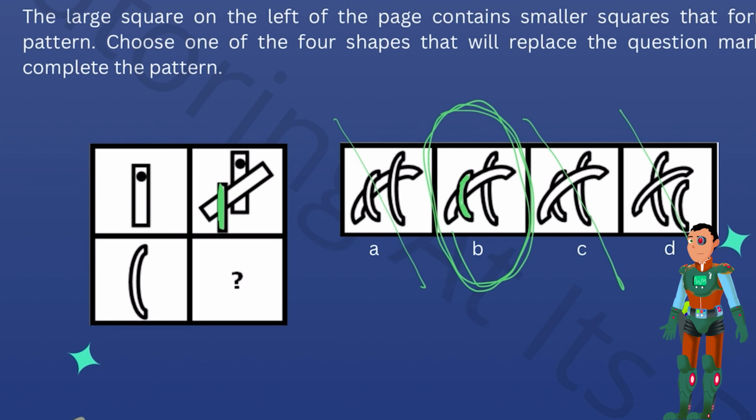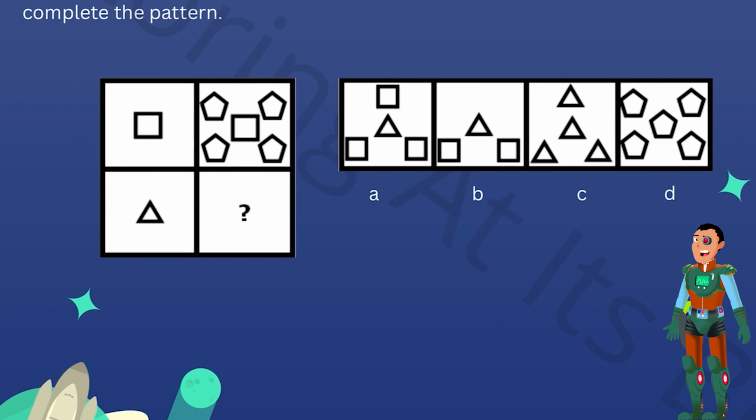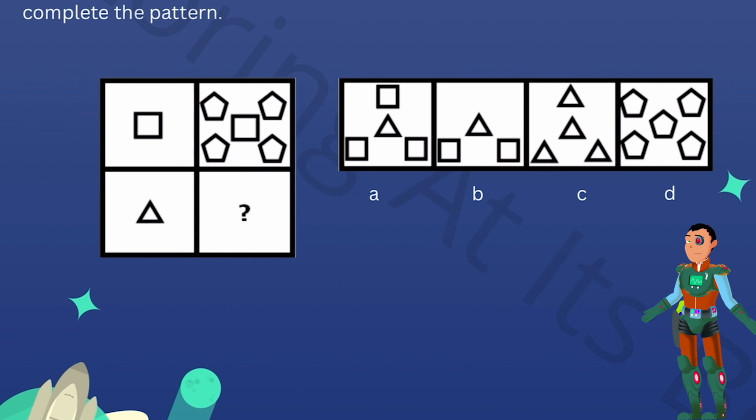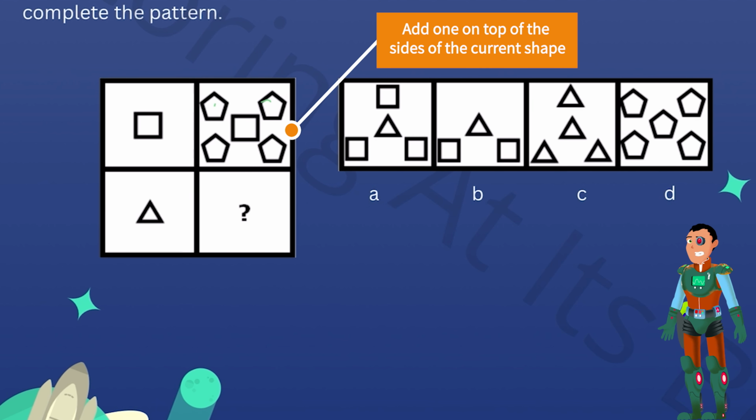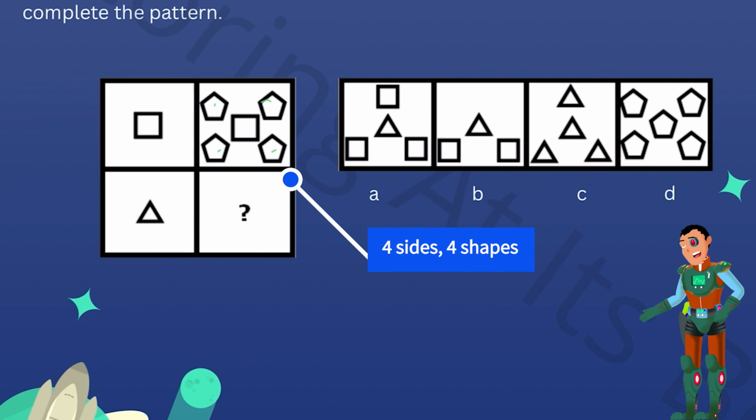Beautiful. Okay, let's go over to question 5 here. Now remember, you can pause the video at any given time, attempt the question, and then press play when you're ready to go. So what do we notice? Well, the square becomes a square surrounded by 4 pentagons. So the pattern is to use the number of lines in the main shape to decide how many surrounding shapes to use, and then to make those shapes with more lines than the main shape.